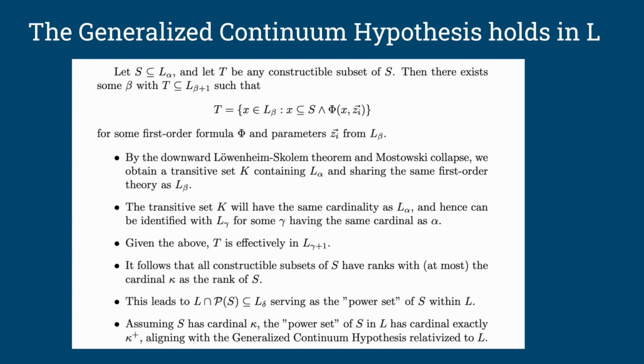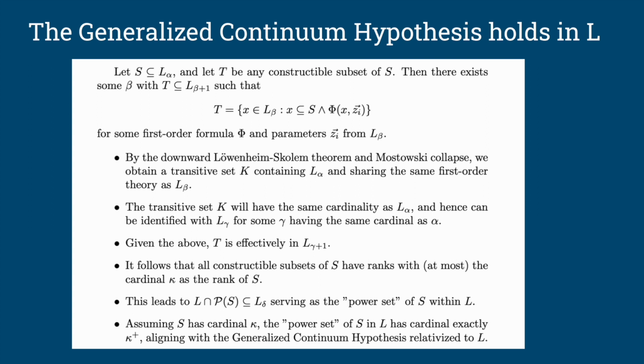Okay, so then moving on, by the downward Löwenheim-Skolem theorem and the Mostowski collapse, we obtain a transitive set K containing L sub alpha and sharing the same first order theory as L sub beta. So here we're using, we can say, a mathematical magnifying glass, which is this downward Löwenheim-Skolem theorem, and a smart collapsing technique, which is the Mostowski collapse. And we managed to create a mini model, which we call K, that looks like a smaller version of the floor beta, but contains the entirety of floor alpha.